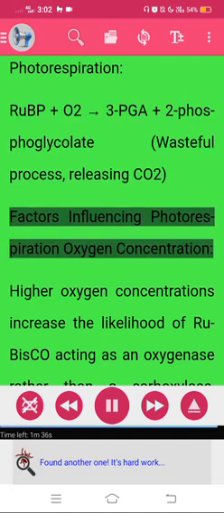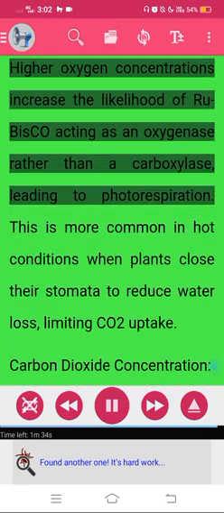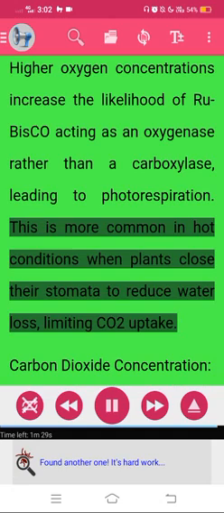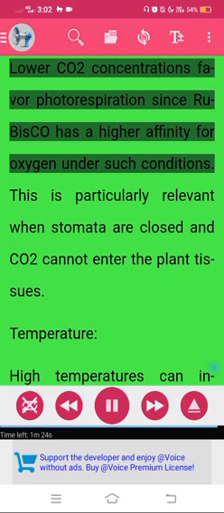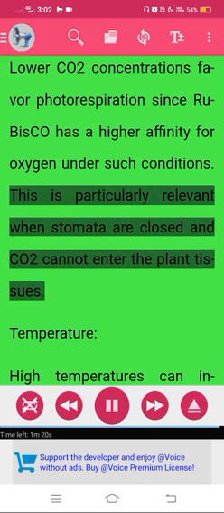Factors influencing photorespiration: oxygen concentration. Higher oxygen concentrations increase the likelihood of rubisco acting as an oxygenase rather than a carboxylase, leading to photorespiration. This is more common in hot conditions when plants close their stomata to reduce water loss, limiting CO2 uptake. Carbon dioxide concentration. Lower CO2 concentrations favor photorespiration since rubisco has a higher affinity for oxygen under such conditions. This is particularly relevant when stomata are closed and CO2 cannot enter the plant tissues.